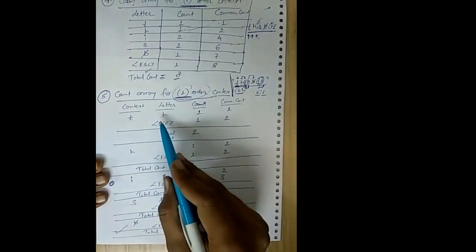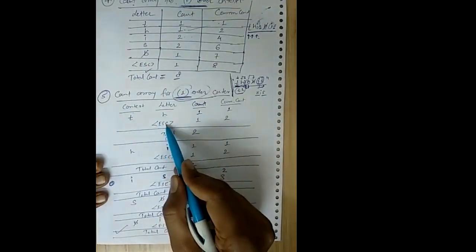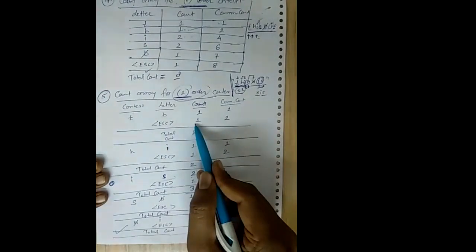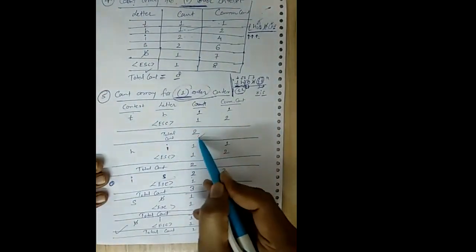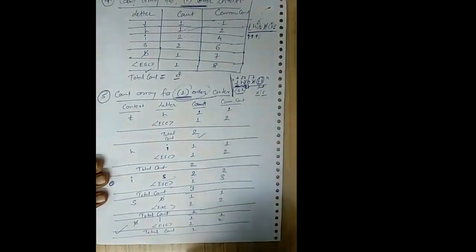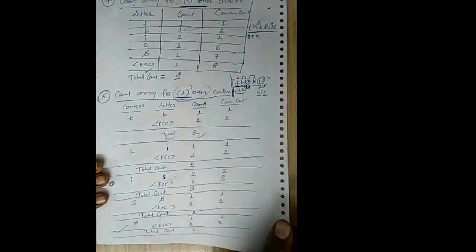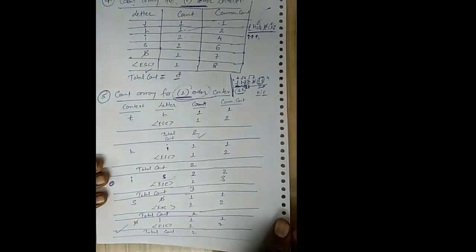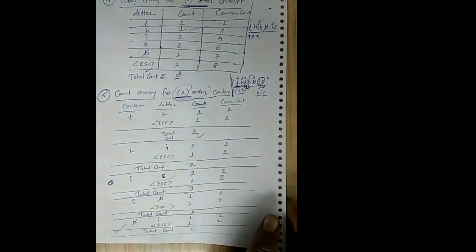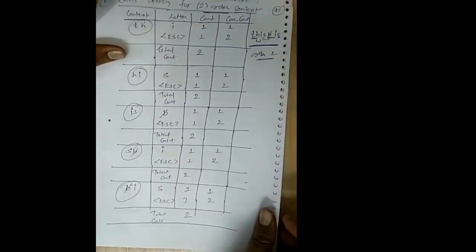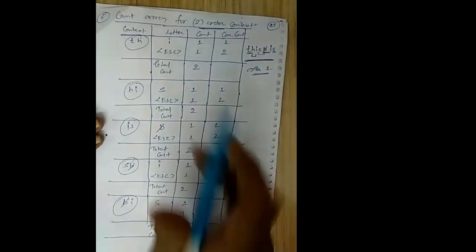We have formed a new context, so we need to add one new symbol, that is called the escape sequence. We can put it here with count 1, the cumulative count will become 2, and the total count will become 2. In the same way we have calculated all of this for the second order. Then we move to the second order, sorry, first order. Now we can move to the second order.